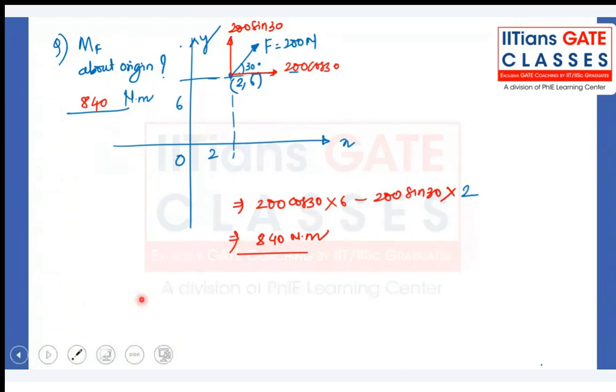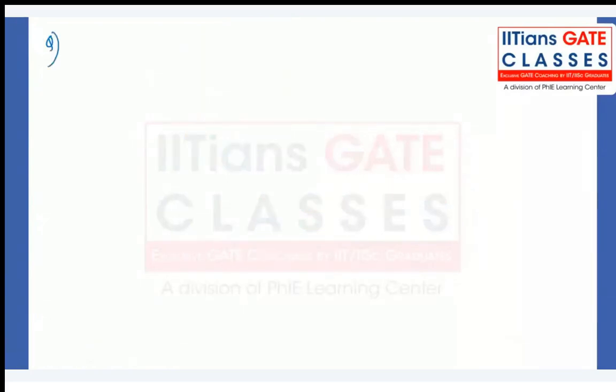Okay. Let's take a question. This is a little bit big question. I'll not write completely. I'll read it and you try to write it. Just the main points. No need to write all the things. Okay. A block of weight 981 Newton is resting on a surface, as shown in the figure.